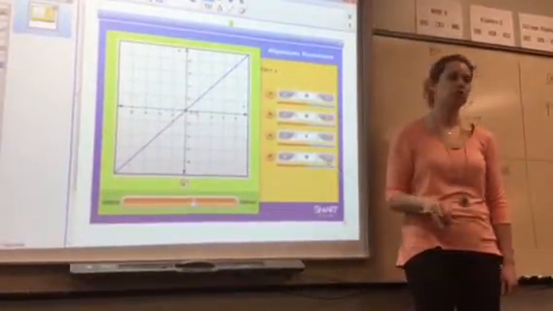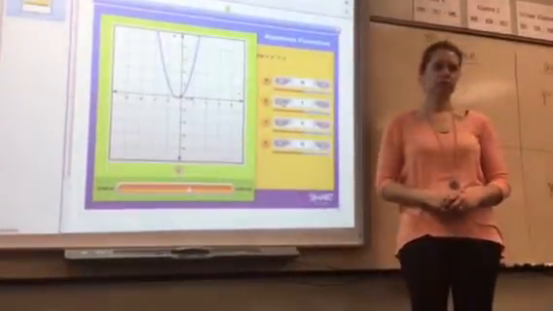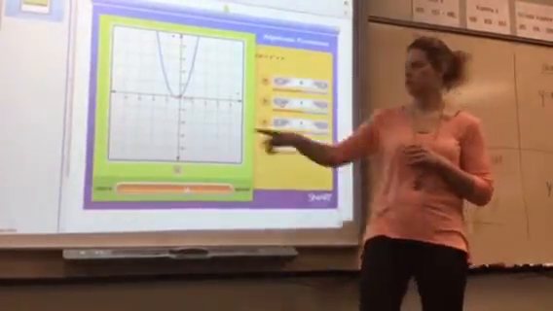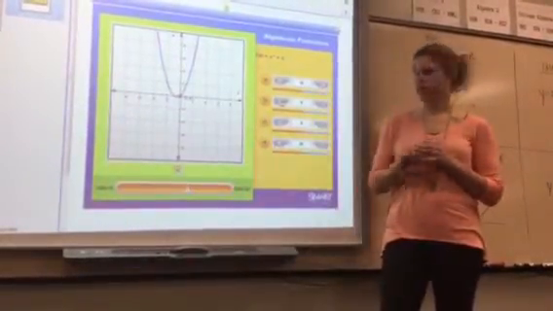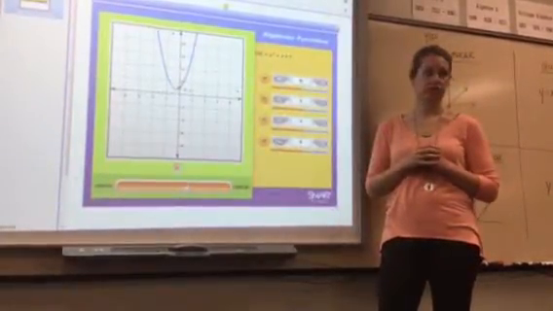So what do you think? Is that going to be true for a parabola? Let's make this a parabola. So you're saying if I add 1, it's going to move it up 1. Watch the red dot. You ready? I'm going to add 1. Does it move it up 1? Did everything else stay the same?